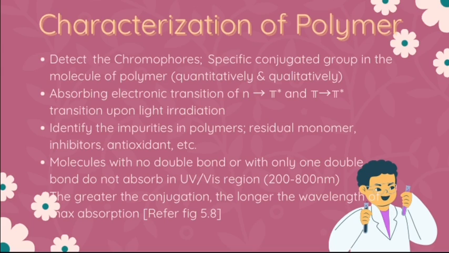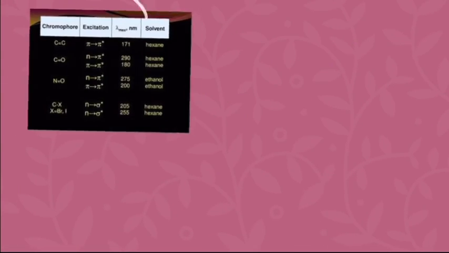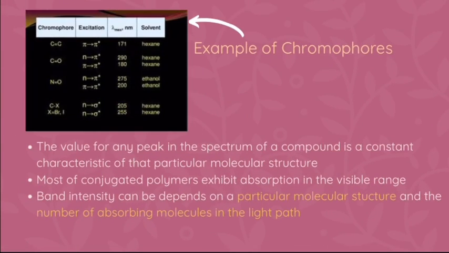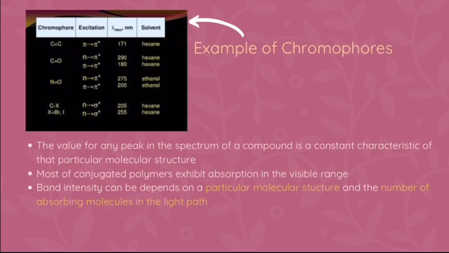It will identify the impurities in polymers such as residual monomer, inhibitors, antioxidants, etc. But it will not absorb molecules with no double bond or with only one double bond. And the greater the conjugation will give longer wavelength of maximum absorption. Here are some examples of chromophore, which consist of alkene group, carbonyl group, nitrosyl group, and halogen.